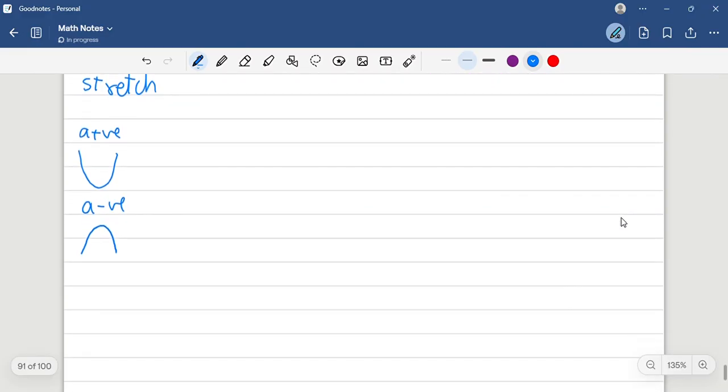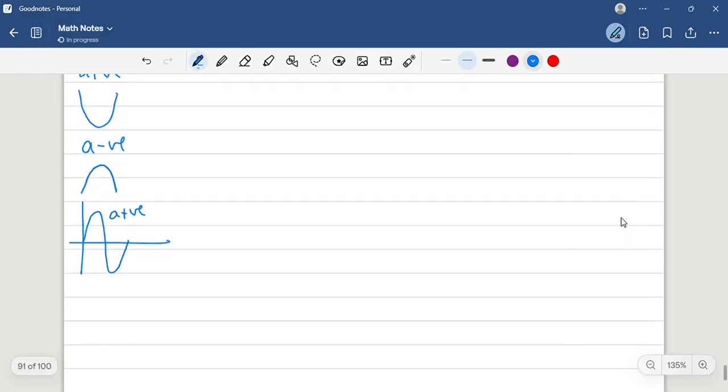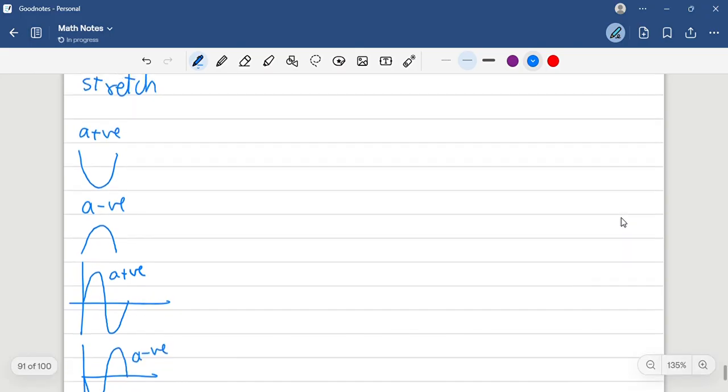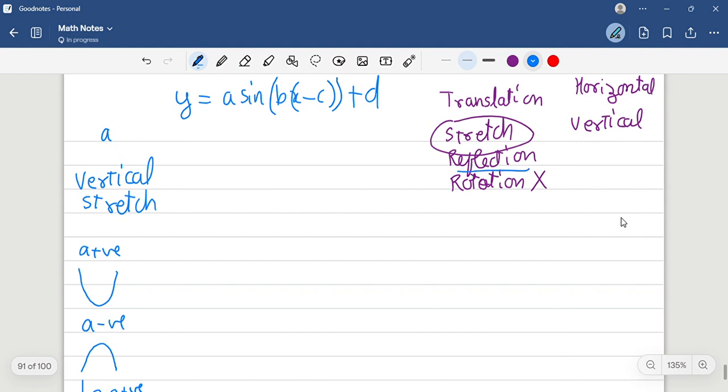This a essentially deals with the amplitude of the sinusoidal function. If I'm discussing the sine function, this is how a sine function generally looks. This is when the a value is positive. But if the a value is negative, it will be a reflection along the x-axis, which will go like this. A is negative. So we covered the vertical reflection and the vertical stretch.